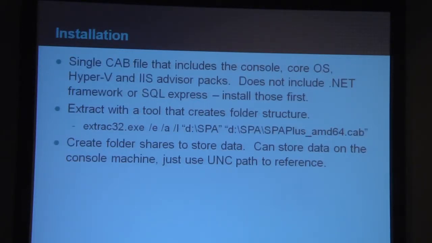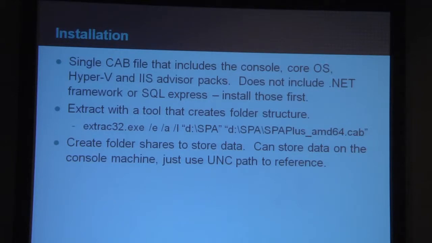So installation, it's a single cab file that includes the console, the CoreOS, Hyper-V, and IIS advisor packs. It does not include the .NET Framework or SQL Express, so I suggest you install those first, because it's really not even smart enough to prompt you. It doesn't go out and check and say, hey, go do this.